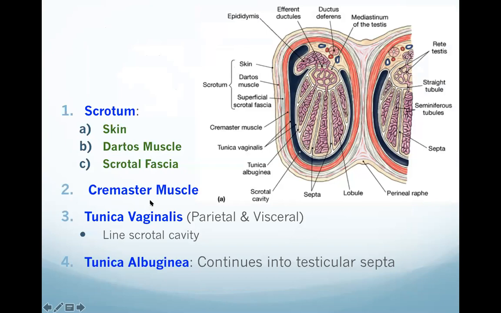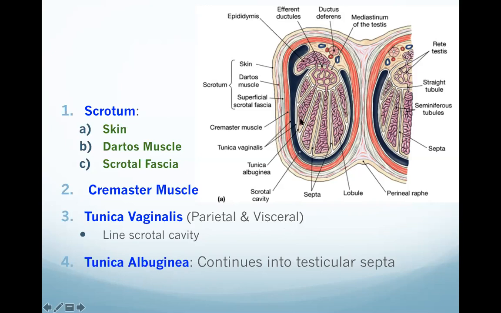Cremaster muscle, which is part of the internal abdominal oblique, surrounding and pulling the testis up. Then we have the tunica vaginalis, which is the visceral and parietal layer, parietal lining the scrotal space, visceral layer covering the testis. And then we have the really thick protective covering called the tunica albuginea. And this layer is essentially going to cover and protect the testis.